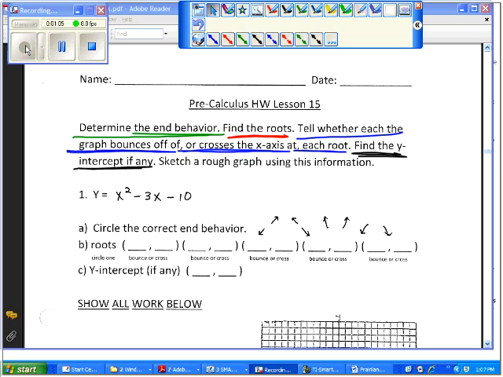End behavior. Here's what we've learned in Algebra 1 in working our way up. We learned in Algebra 1 that the parent function of a line, y equals x, looked like this. Okay? We learned in Algebra 1 that y equals x squared looks like this.